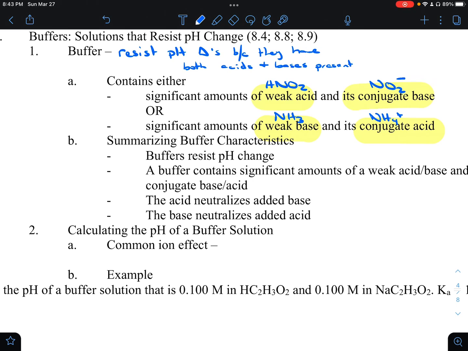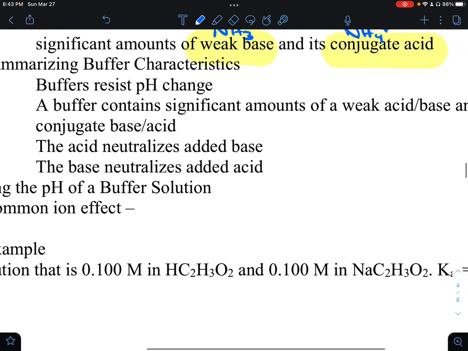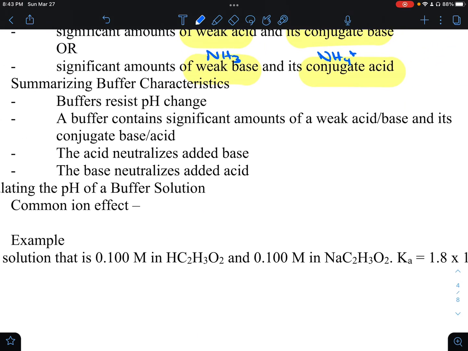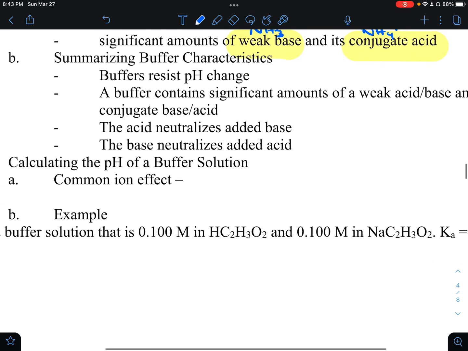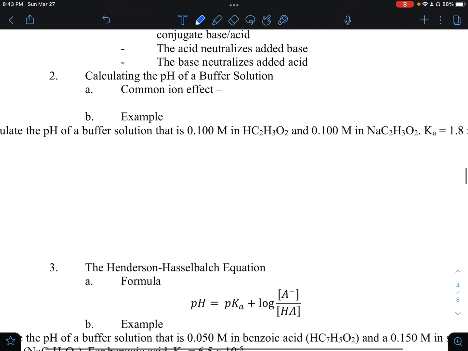So just real quickly, our characteristics are they resist pH change. It contains a lot of acid and base in it. The acid neutralizes the base part, and the conjugate base neutralizes the acid part, and that could be working vice versa. But what this really comes down to is our common ion effect. And remember, the common ion effect shifts the equilibrium away from the common ion.